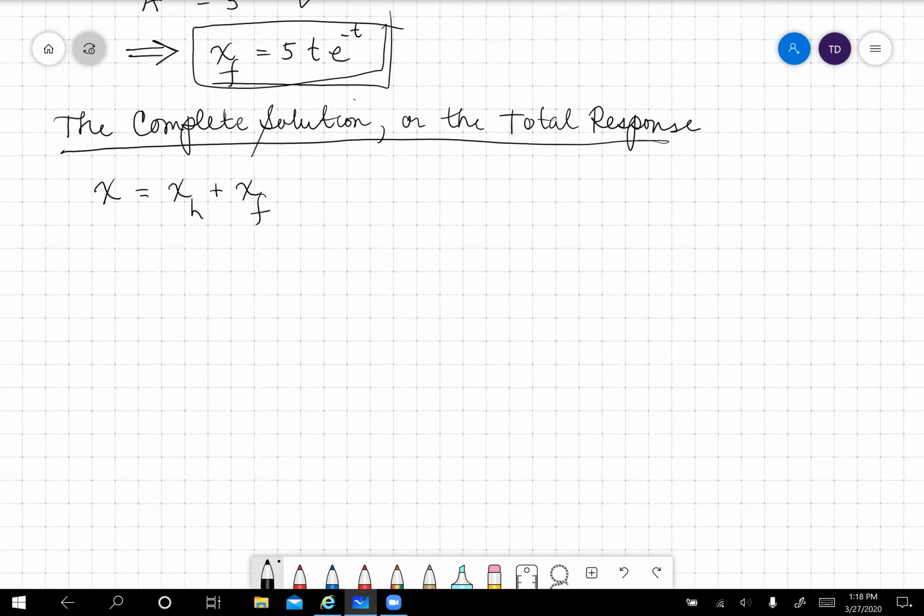We're going to add these together. I'm going to do it for this particular example. Ready? So this is in our example: K1 e to the minus t plus K2 e to the minus 2t. I know I wrote them backwards, I wrote them the other way. It doesn't matter. Plus 5t e to the minus t.